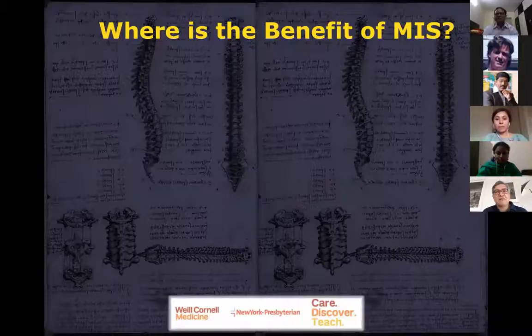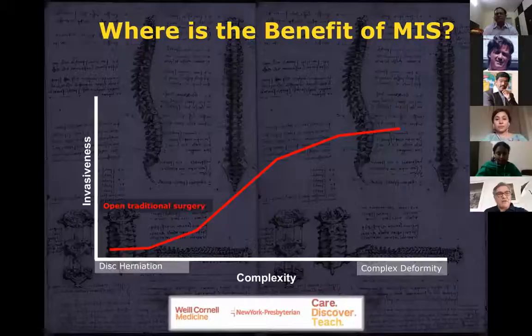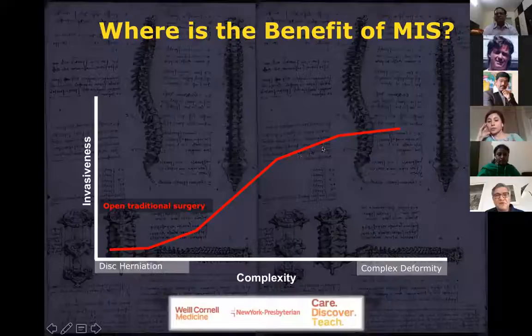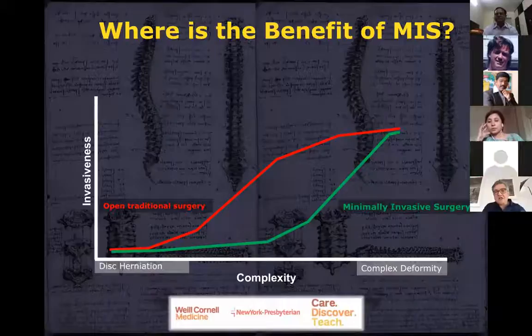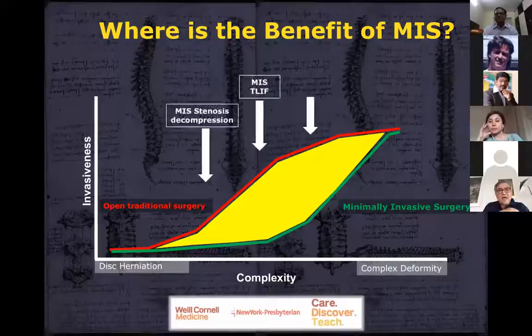Now, where's the benefit of MIS? I want to show you this because it illustrates the importance of MIS TLIF and some of the principles behind this operation. If you look at open traditional surgery and plot complexity versus invasiveness, you can see that it goes up pretty steeply, and as the complexity increases, the procedures become quite invasive at an early stage. With minimally invasive surgery, you essentially flatten that curve. The difference between those two curves is the benefit zone for MIS surgery, and MIS TLIF is right in the center.